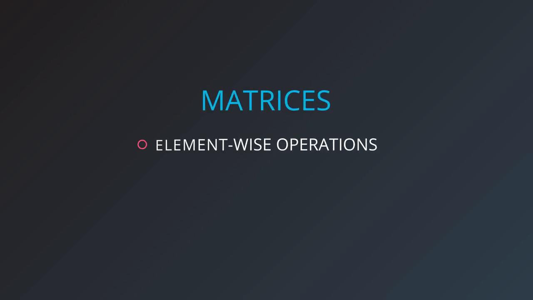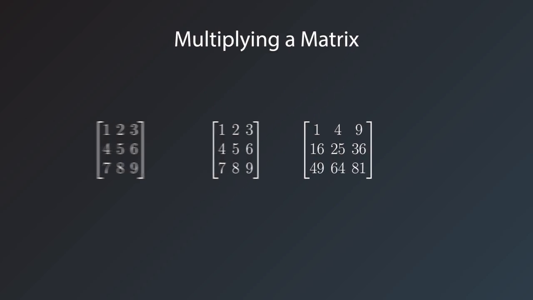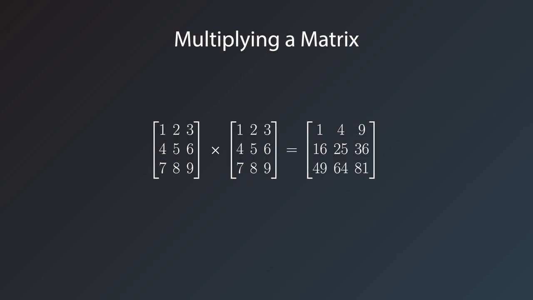Earlier, we talked about element-wise matrix operations, and that actually covers a lot of the math involved with neural networks. But when it comes to multiplication, things can get a little more complicated. Here, we're multiplying a matrix by itself to square its values. If you look at the answer, it's fairly obvious where each value comes from. 1 times 1 equals 1, 2 times 2 equals 4, 3 times 3 equals 9, and so on.